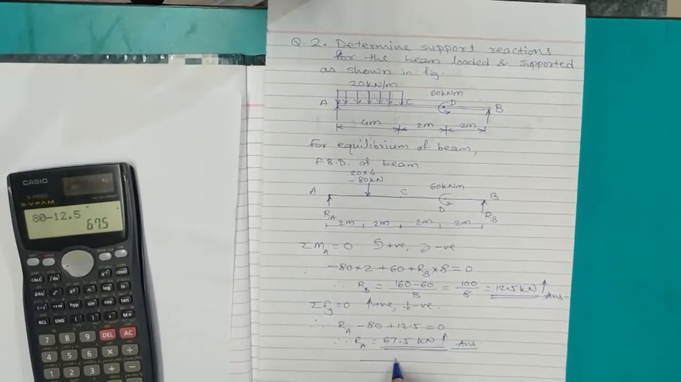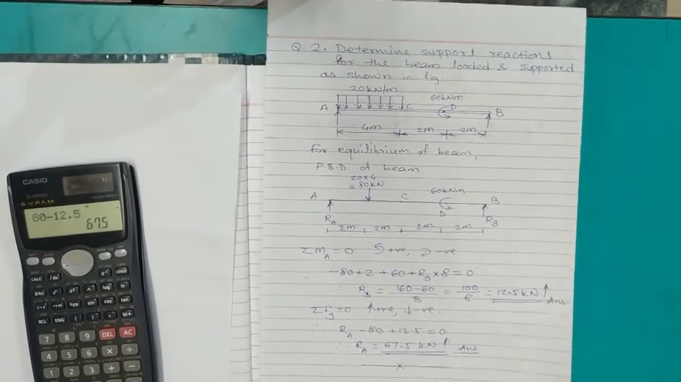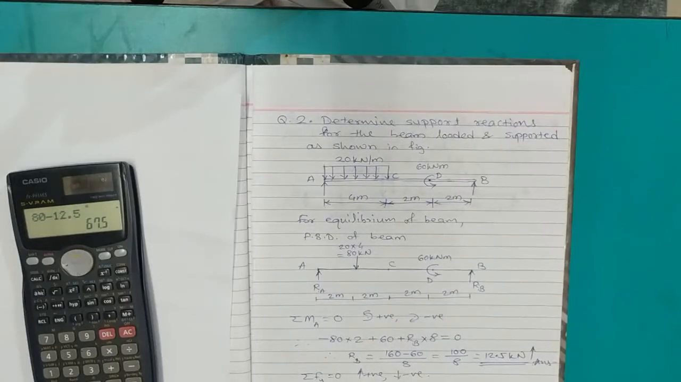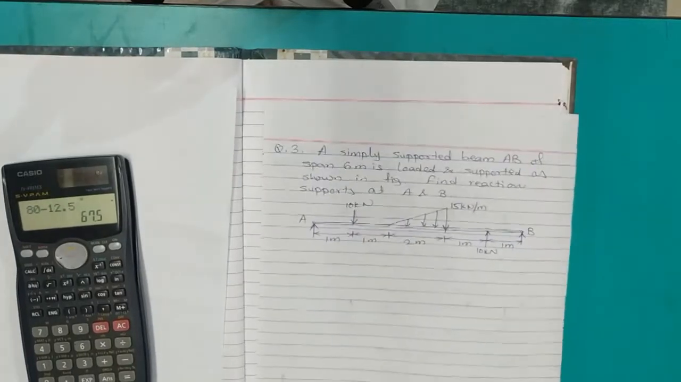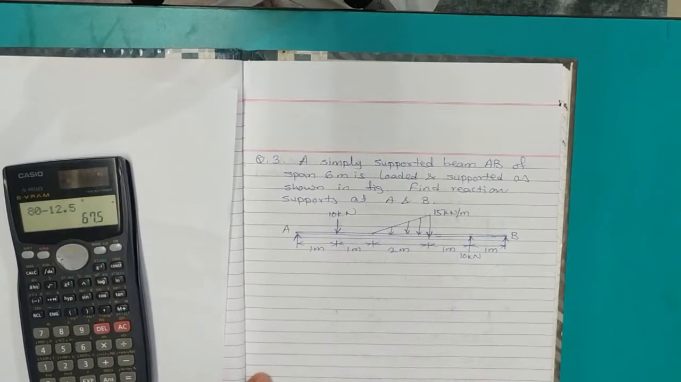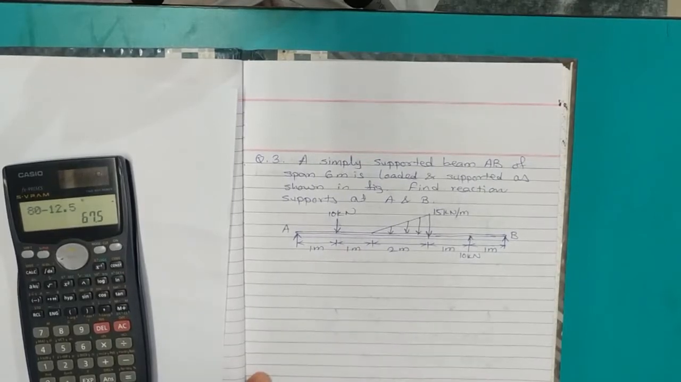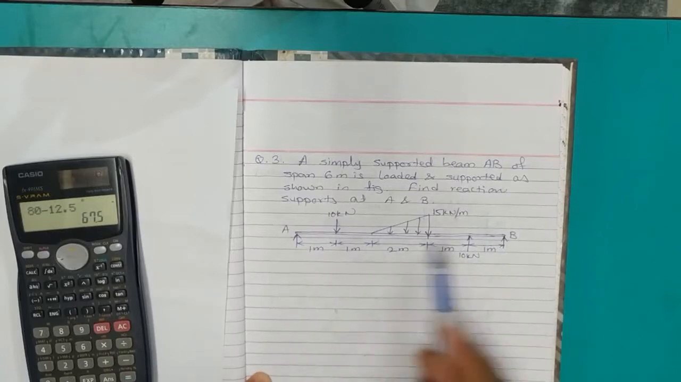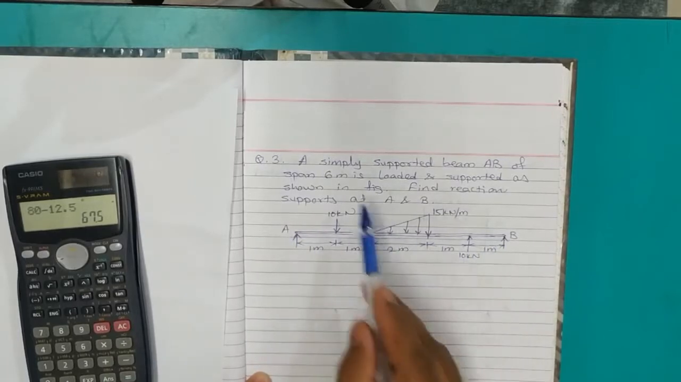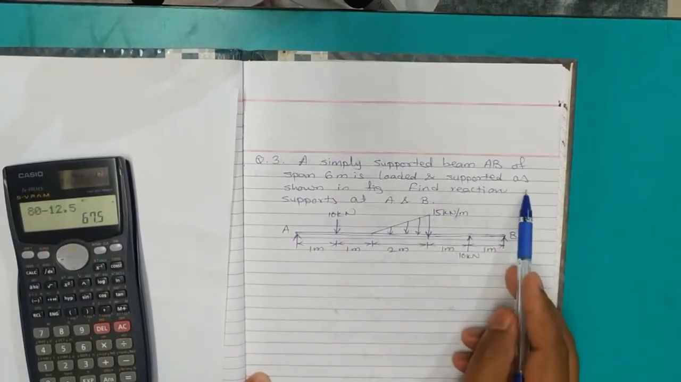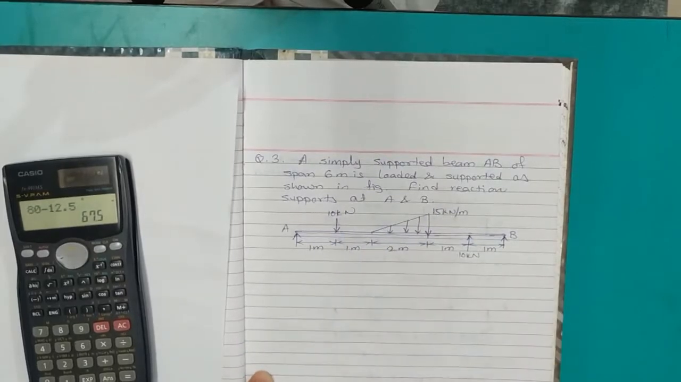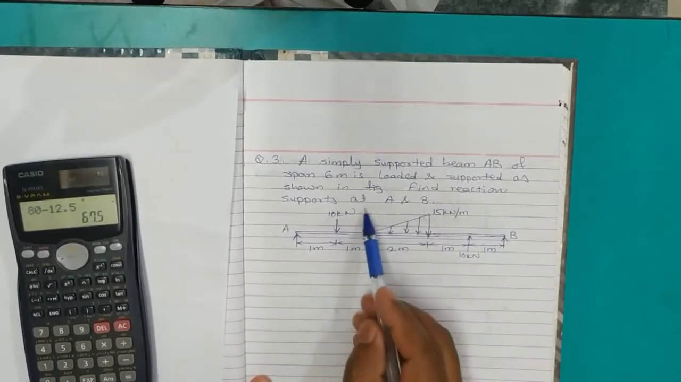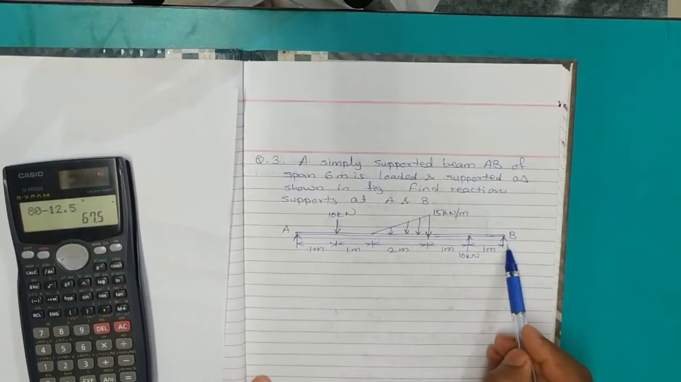Right. So let's move to the next numerical. The third one: a simply supported beam AB, the span being the total length of the beam AB, is given as 6 meter, and is loaded and supported as shown in the figure. Find the reaction supports at A and B.